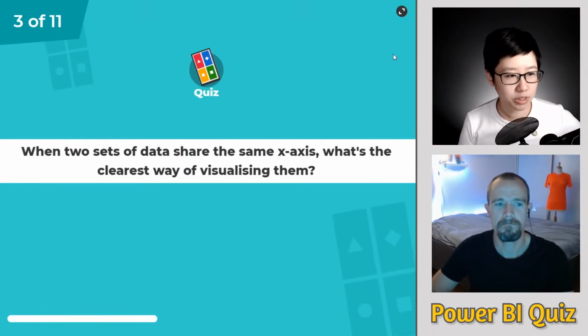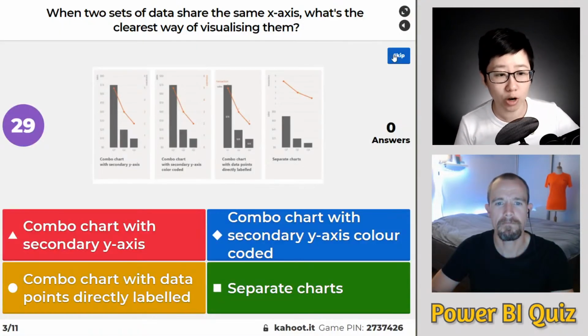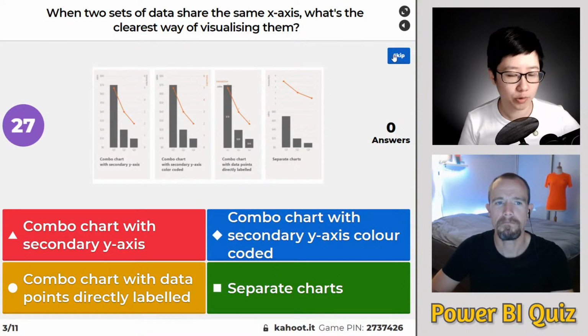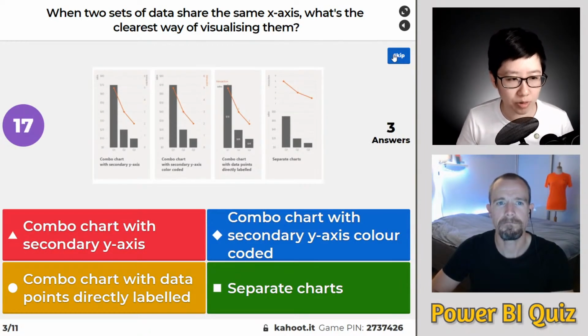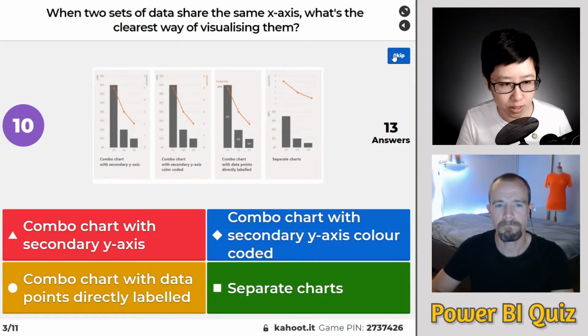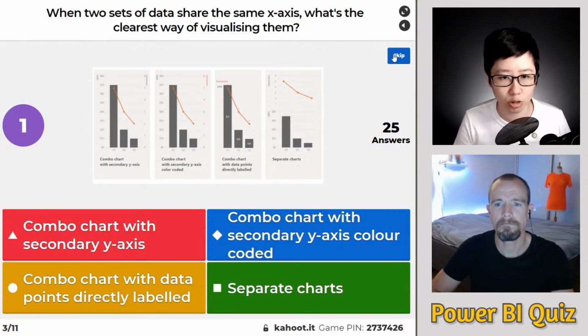Okay, so the next question is, when 2 sets of data share the same x-axis, what's the clearest way of visualizing them? Okay, so you've got 4 options from the left to the right. The first one, what you see very commonly, is a combo chart. We've got the same x-axis, but representing two different values. You've got the left primary axis and the secondary right one. And then the next one also has the same. The difference is the color. The right axis is orange, which matches the line. The third one would be to take away the axis and label the points directly. The last one is to separate them into two different charts altogether.